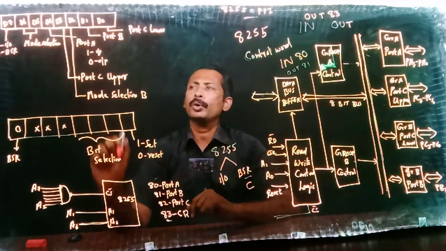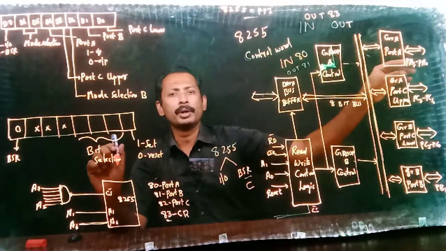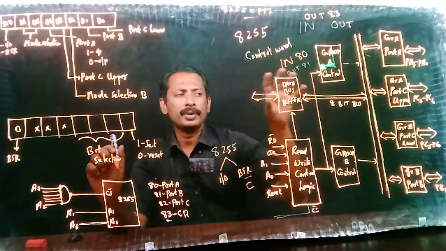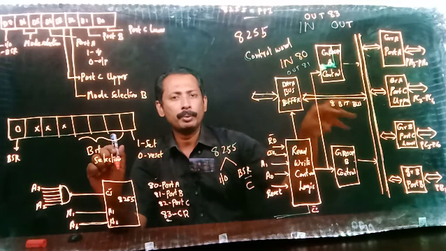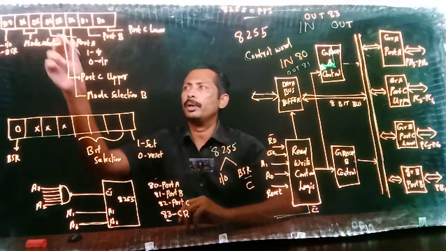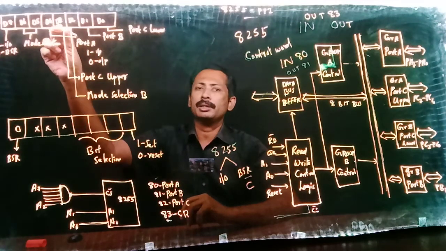If I am going to connect an input device with port A, then I have to configure this as input mode for port A. So I have to give 1 at this place.